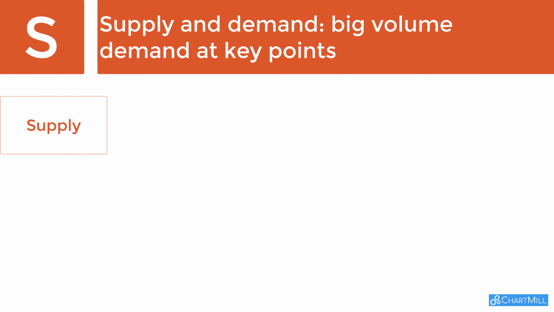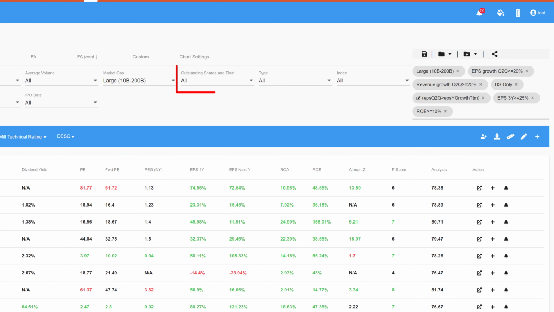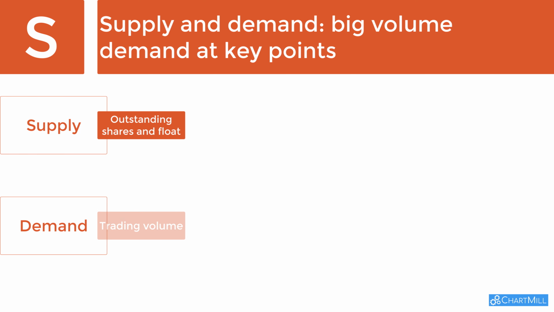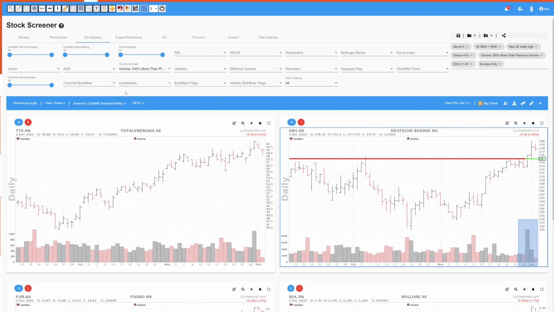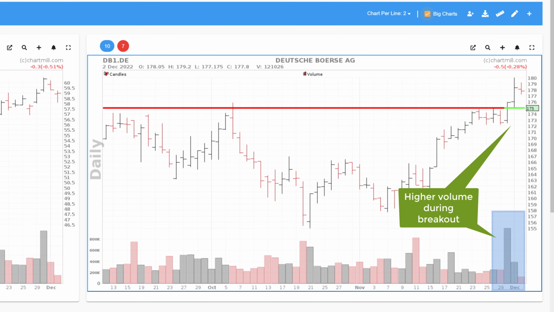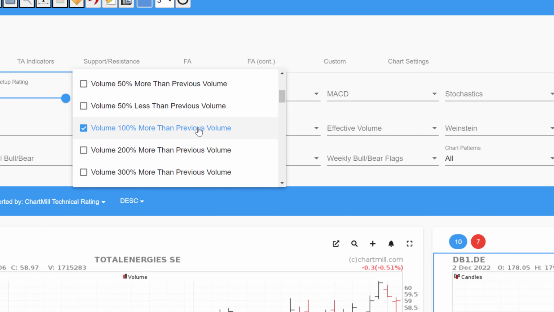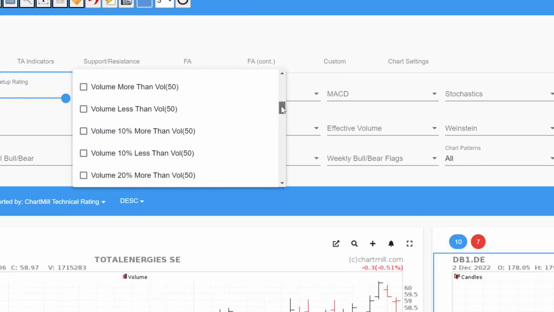Supply: we prefer the number of outstanding shares, and more specifically the float, to be lower because this implies the supply is lower. ChartMill allows filtering both on the float and outstanding share number. Demand is measured in terms of trading volume. When the stock breaks out to a new level, we generally want this accompanied by volume peaks. The volume increase step contains several volume filters you can implement for this purpose.